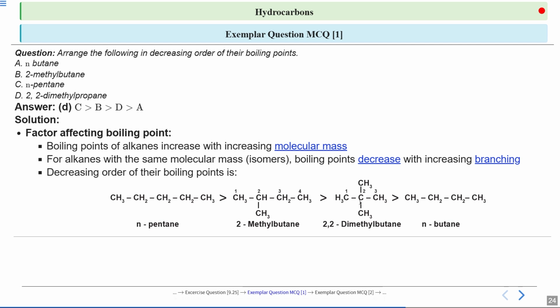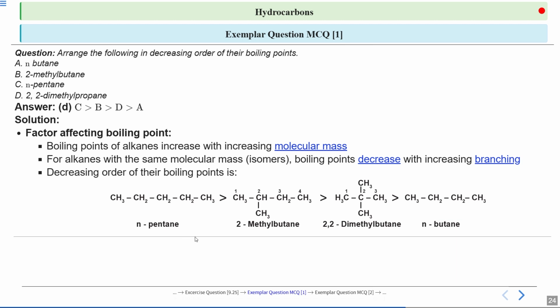For the given compounds, the correct order is n-pentane, 2-methylbutane, n-butane and 2,2-dimethylpropane. Notice how n-pentane, with the highest molecular mass and least branching, has the highest boiling point. To summarize, remember that both molecular mass and branching significantly influence the boiling point of alkanes. As we saw, n-pentane has the highest boiling point due to its larger size and minimal branching, while 2,2-dimethylpropane has the lowest due to its high degree of branching. Keep this principle in mind when analyzing similar problems.